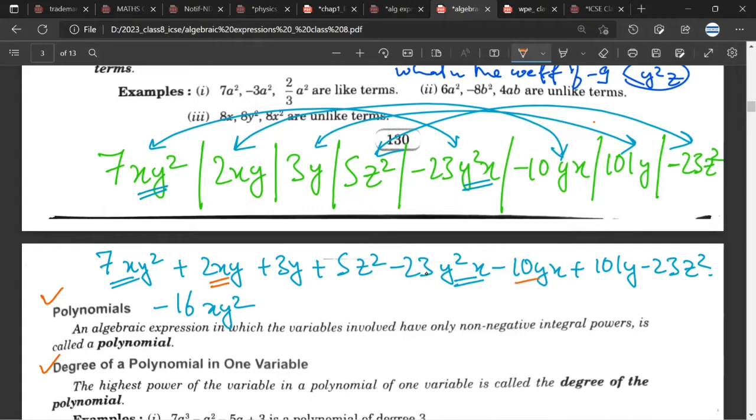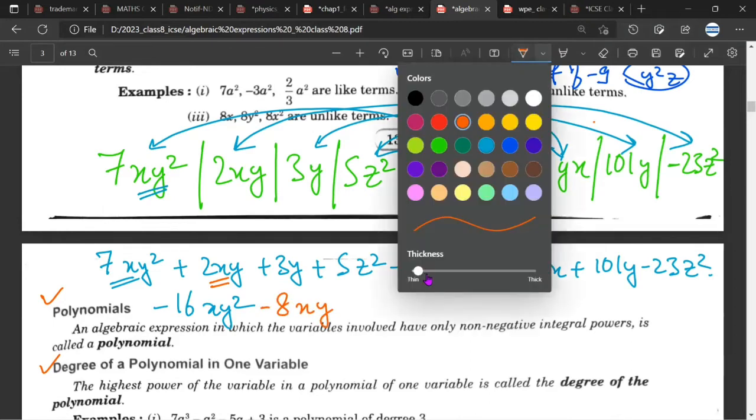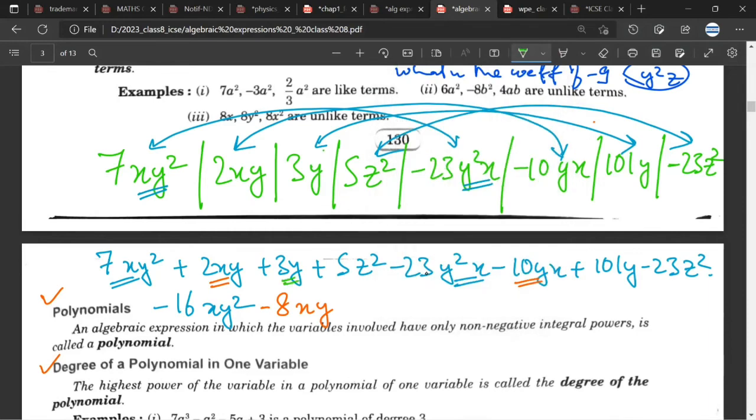2xy can only be subtracted from minus 10yx. It won't talk to anybody else. A like term for addition or subtraction purposes will only talk to another like term. So plus 2xy minus 10yx would be minus 8xy. 3y plus 101y would be 104y. 5z square minus 23z square would be minus 18z square. Have you understood? Now here is where the confusion lies.